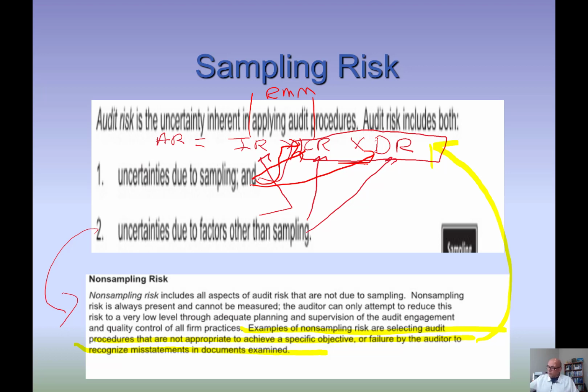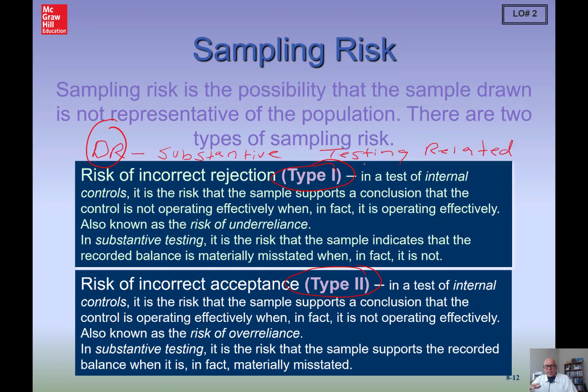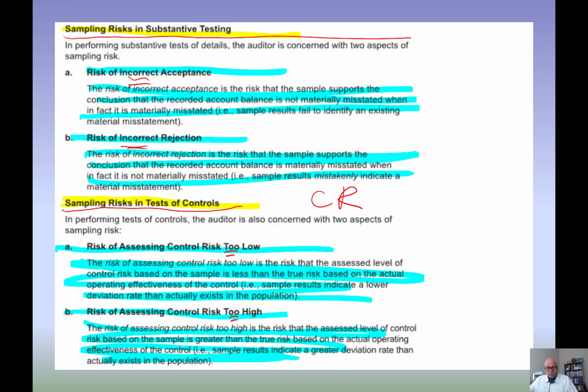Okay, so you come over to the next page and we start to take a look at our sampling risk, and now we're going to break it into the components for our substantive testing, and on the next slide our control testing. Okay, when we talk about our substantive testing, we can break it into our risk of incorrect rejection, which is considered a type 1 risk, our risk of incorrect acceptance, which is considered a type 2 risk. Okay, so you come over to the next page and same information over here, although we didn't label it as type 1, type 2 for our risk of incorrect acceptance and our risk of incorrect rejection.